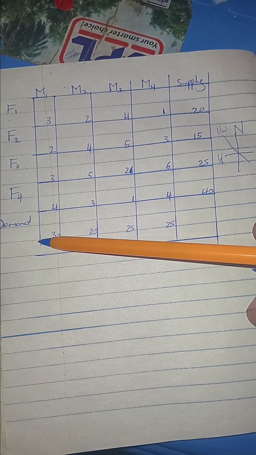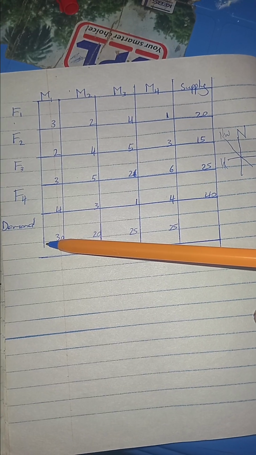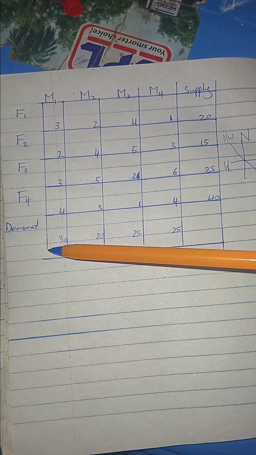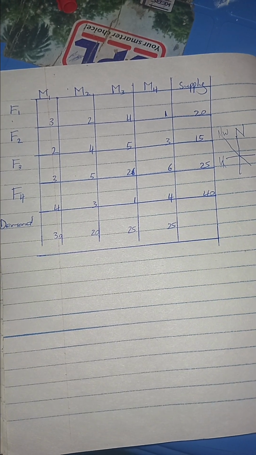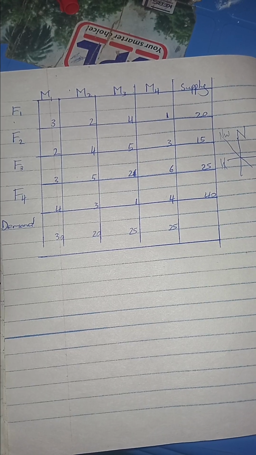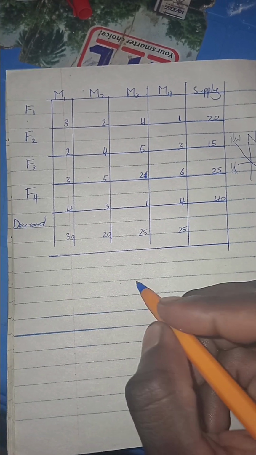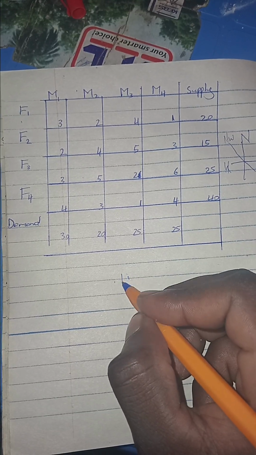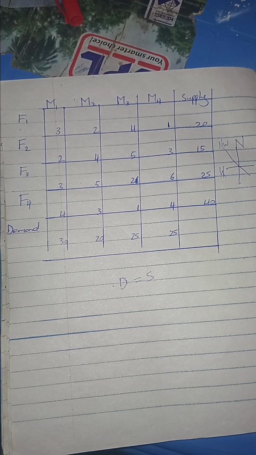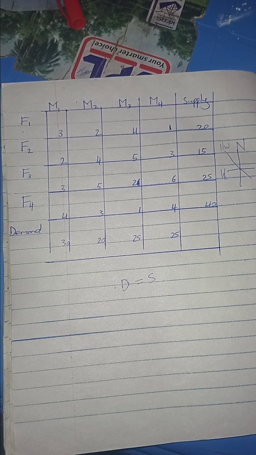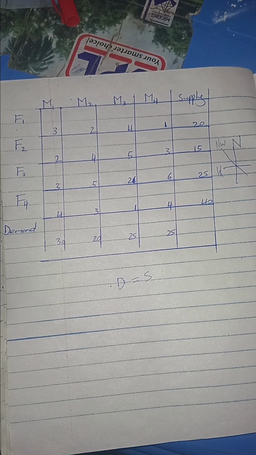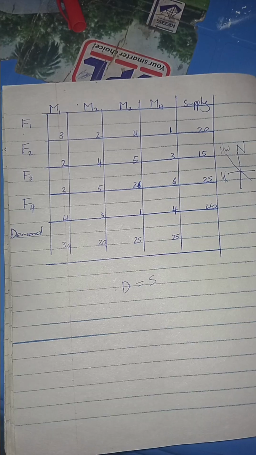So the first step before we continue, we have to check whether our transportation model is balanced or is not balanced. Under the balanced transportation model, it means the demand is equal to supply. But if the demand is not equal to supply, then it means our model is not balanced.